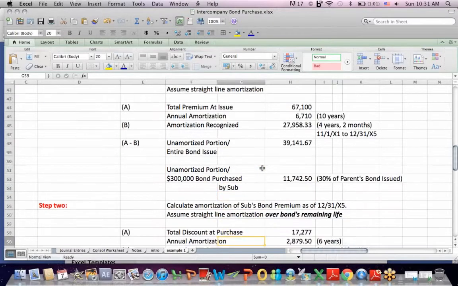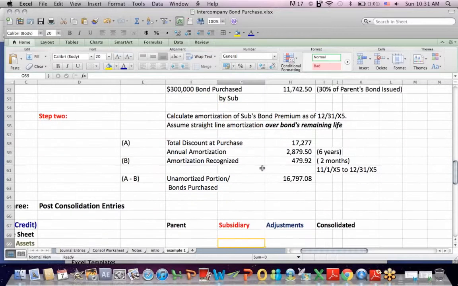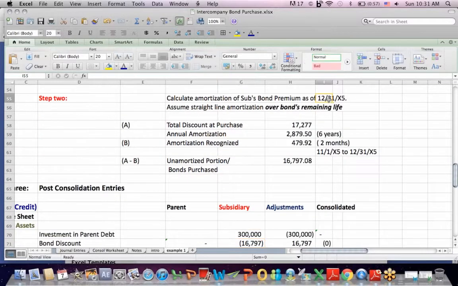Let's talk about amortization of the subsidiary's discount, bearing in mind that they didn't buy the bond at issue date, they bought it 12/31/X5. Assume straight line amortization. Here's the total discount. If we divide it evenly over 6 years, it's about $2,879. We recognize 2 months from the time the subsidiary bought the bond to the financial statement date, 12/31/X5, there's 2 months of amortization. And here's the unamortized portion of the subsidiary's discount that they paid on the bond.